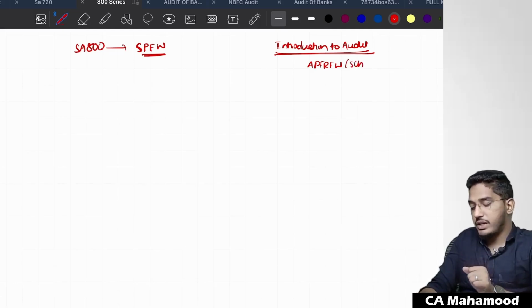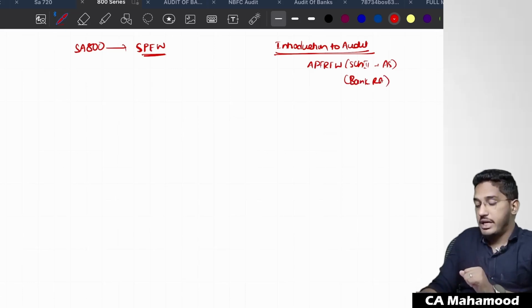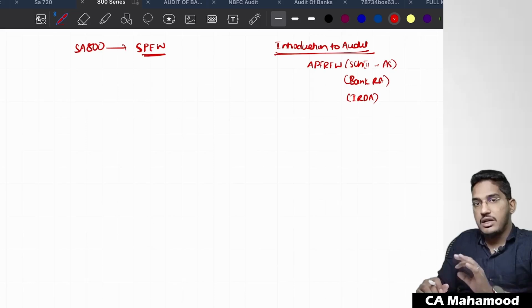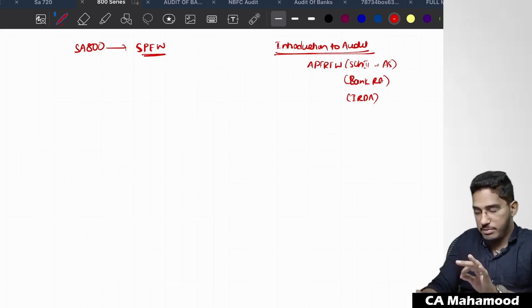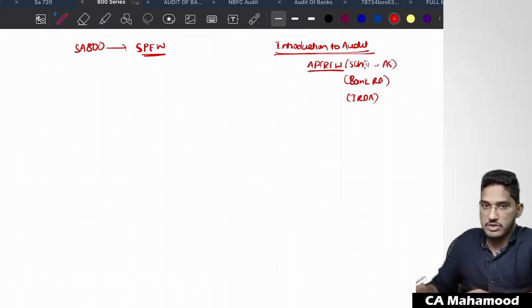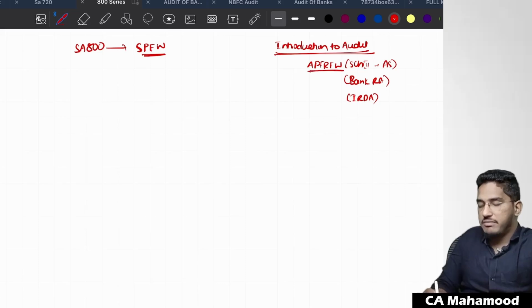Like Schedule 3 and accounting standards, that is the applicable financial reporting framework for a company. Banking Regulation Act, that is an applicable financial reporting framework for a bank. IRDA is an applicable financial reporting framework for insurance companies. So like that, the laws and regulations which are expected to be complied with in the preparation and presentation of the financial statements, we are going to call the applicable financial reporting framework. And the frameworks are divided into multiple categories on the basis of purpose.